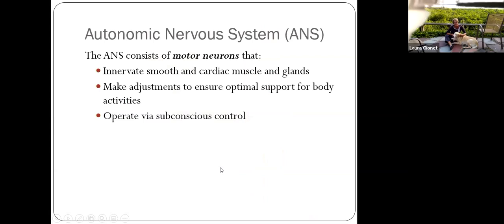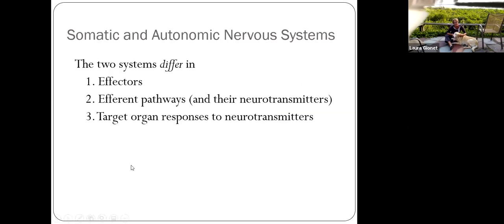So how does this differ from the somatic division? Well, the ANS consists of motor neurons, similar to what we've seen before, but they innervate everything other than skeletal muscle: smooth muscle, cardiac muscle, and glands. They make adjustments to ensure optimal support for body activities and operate via subconscious control.